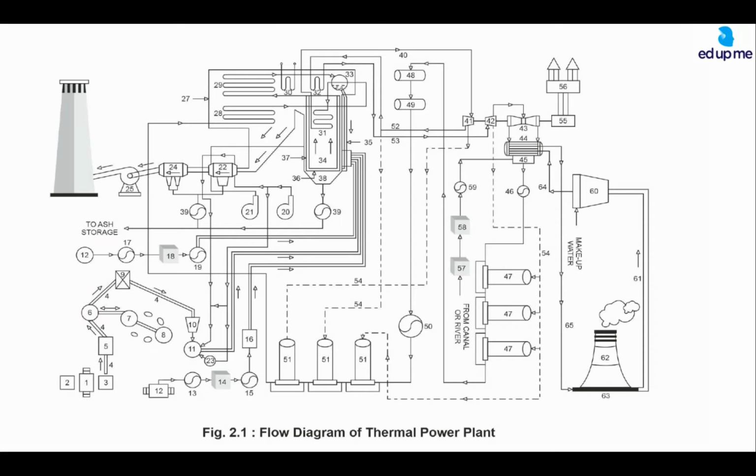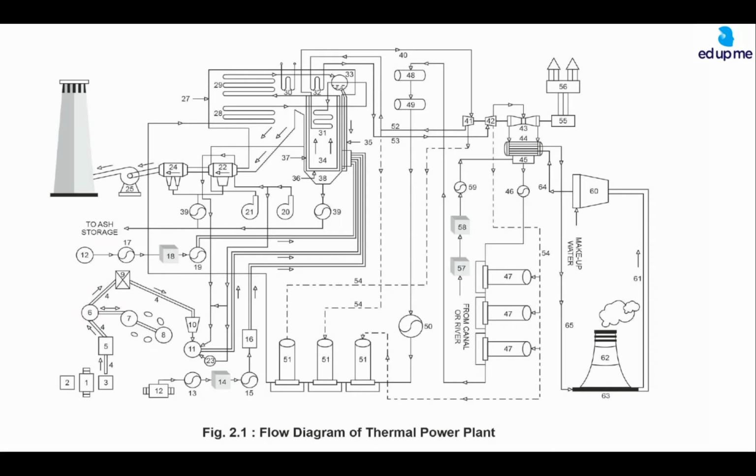I take it for granted because the water steam cycle is a closed loop cycle. Therefore, we have to start from somewhere. In a circle, we have to start from somewhere and we have to come back to that point. So we start with the drum and we end with the drum. So in the drum, the water is there.